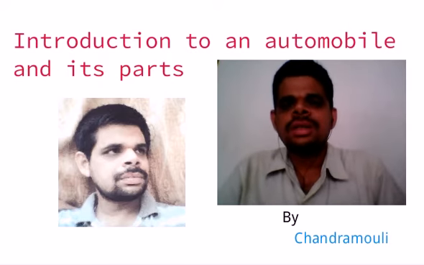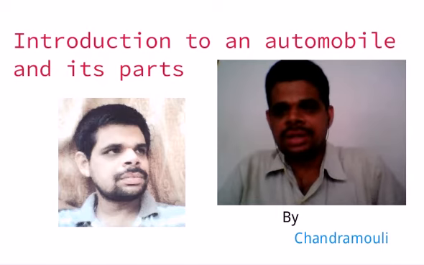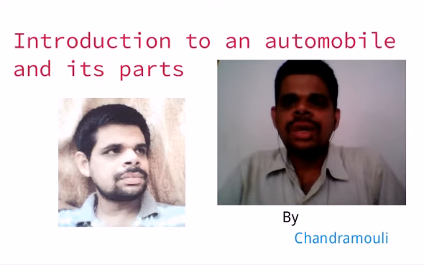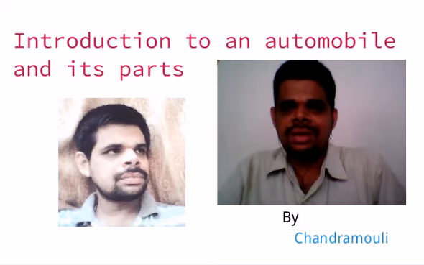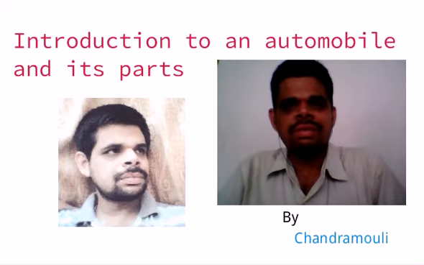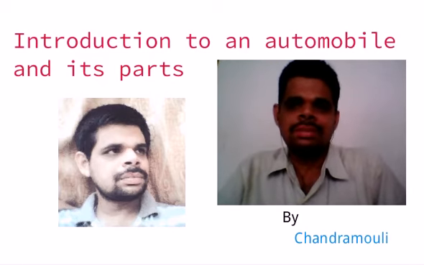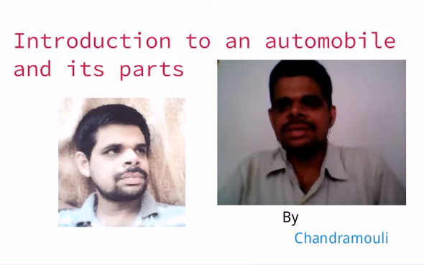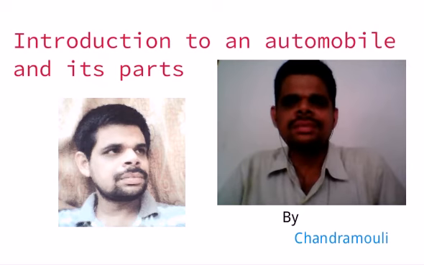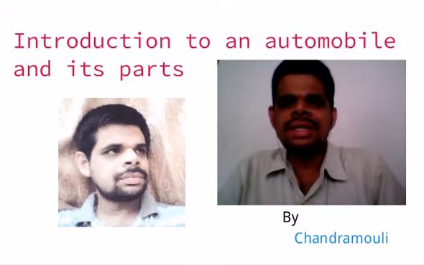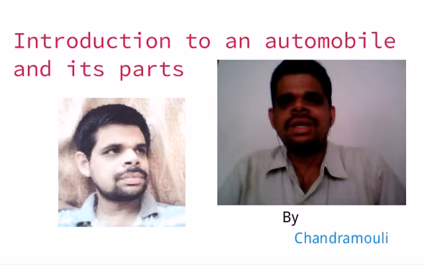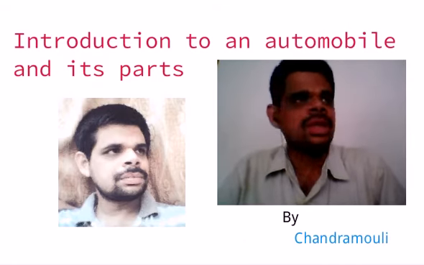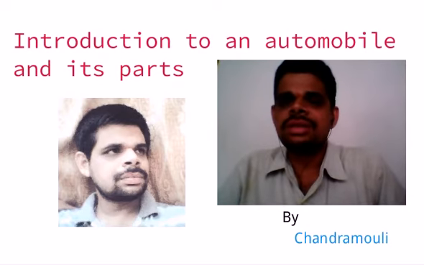Now, in this class, I am going to explain about an automobile and its parts. Automobile is a self-moving vehicle. Auto means self, mobile means it is moving. So, this is a self-moving vehicle. It cannot be pedaled just like a cycle. It need not be pedaled. It will move by itself. Examples for an automobile are your car, your motor car, and your bus in which you come to college regularly.